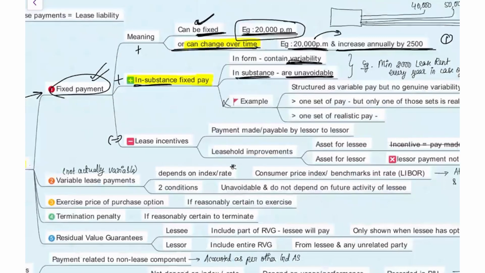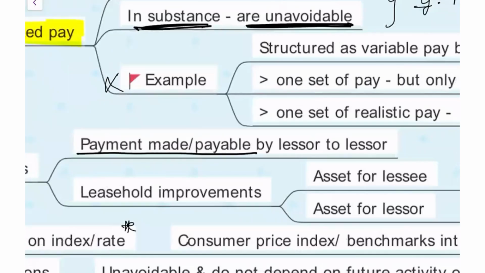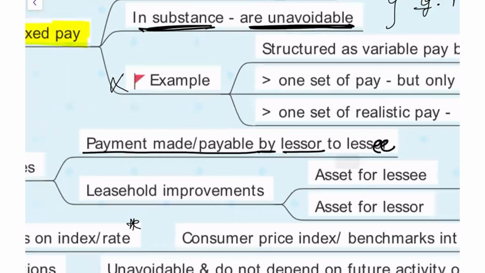So lease incentives are payments made by the lessor. It means the payment is made or payable by the lessor to the lessee. So he is going to make a payment to the lessee.